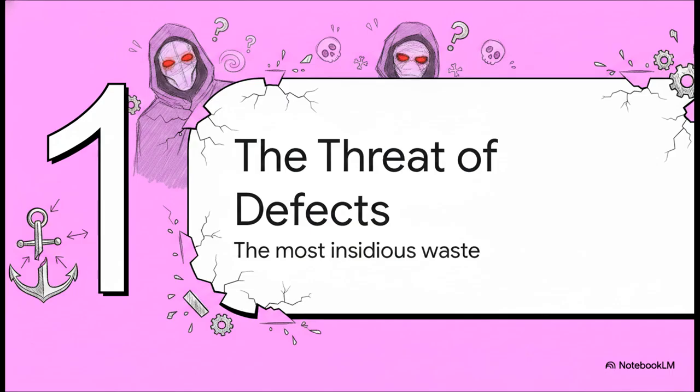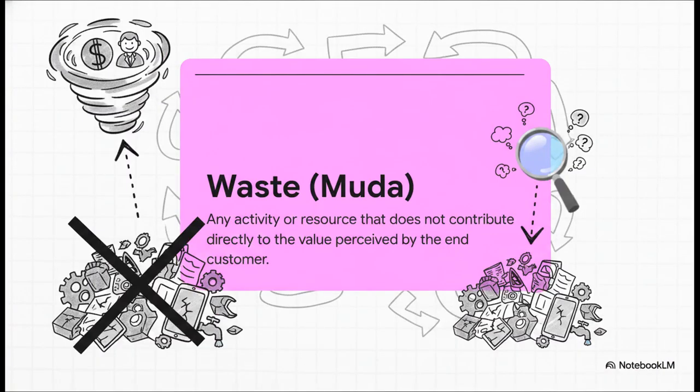So why do we use a word like insidious? Well, it's because, unlike other wastes you can easily spot, the real damage from a defect is often hidden, spreading silently right through your entire operation. To really get a handle on defects, we first need to be clear on what we mean by waste, or MUDA, as it's called in Lean. Put simply, it's any activity that eats up resources, time, money, materials, but adds zero value from your customer's perspective. Think of it this way. It's all the stuff the customer would never, ever want to pay for if they knew about it.